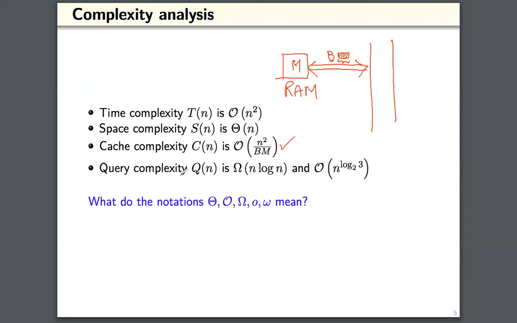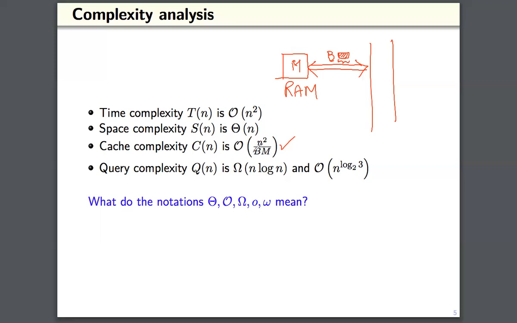So it is n squared by BM for some algorithm. And suppose you have another problem where the query complexity, the number of queries, the number of questions asked. Professor, why is it n squared divided by BM? No, I mean, I have just considered some random examples here. Oh, okay, I see. Never mind, just some random examples.